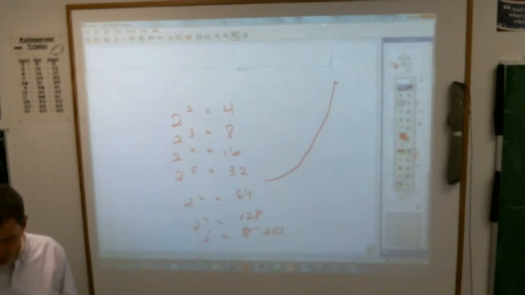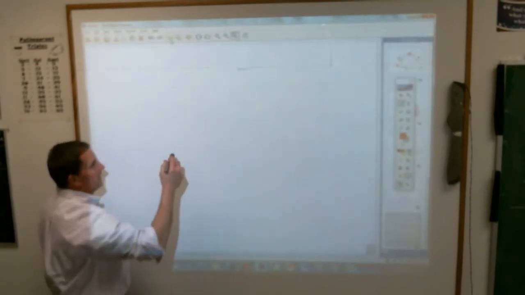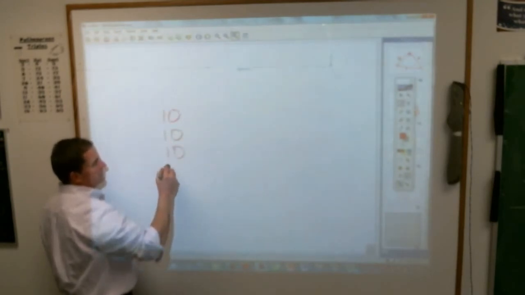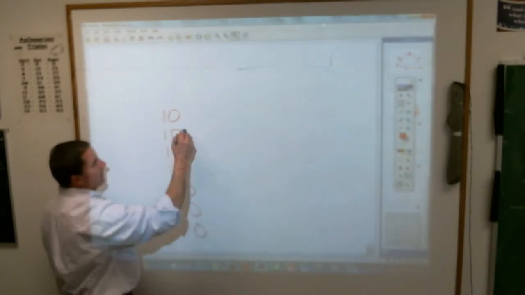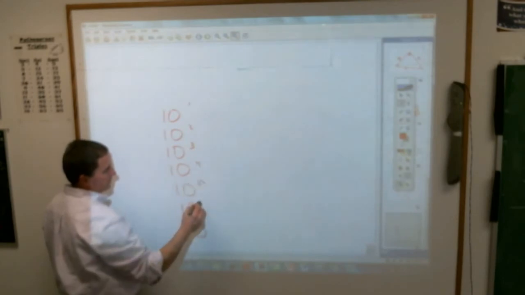Now the reason they give this to you is because they're going to ask you to do stuff like this. One thing to understand about powers is, especially with tens, what they mean. Tens are really easy numbers to put to exponents because it's just a matter of adding zeros to things. So write these down.